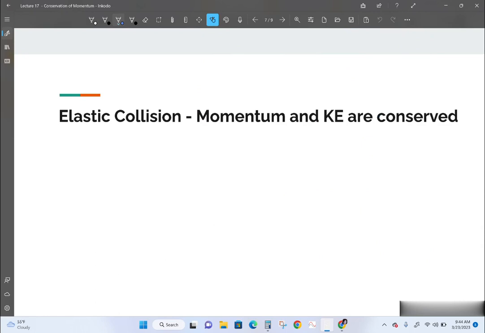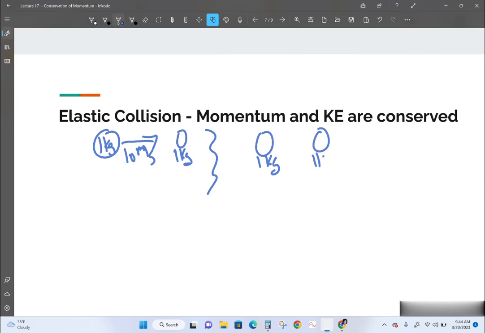So what are elastic and inelastic collisions? An elastic collision is where momentum and KE are conserved. An example of that would be if you had a 1 kilogram ball traveling at 10 meters per second that hits a stationary 1 kilogram ball. And afterwards, the first 1 kilogram ball is stationary and the next 1 kilogram ball is now moving at 10 meters per second.